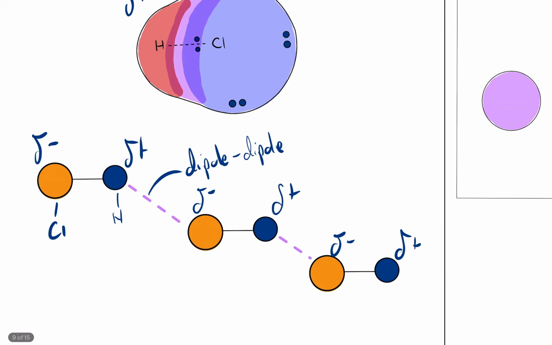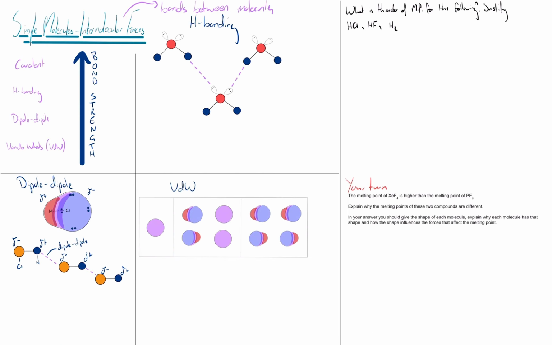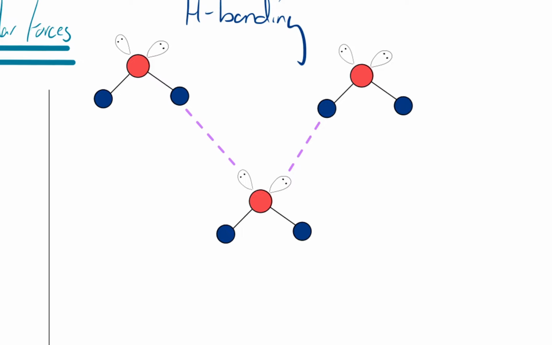Called dipole, di meaning two, pole meaning poles, much like we have the north and south pole. So we've got this negative end and positive end. This is a weak attraction, but it is an attraction. And so there's going to be a slightly higher melting and boiling point than it would be if these dipole-dipole attractions weren't there. Then we go to a very special type of dipole-dipole, and that's hydrogen bonding.